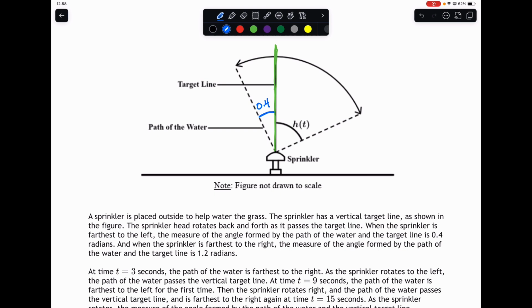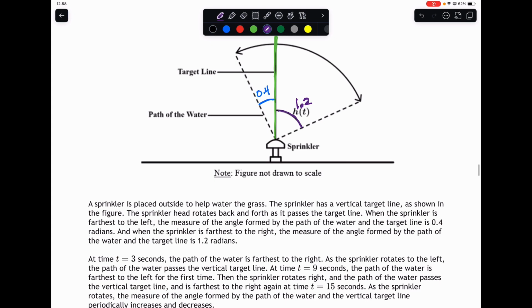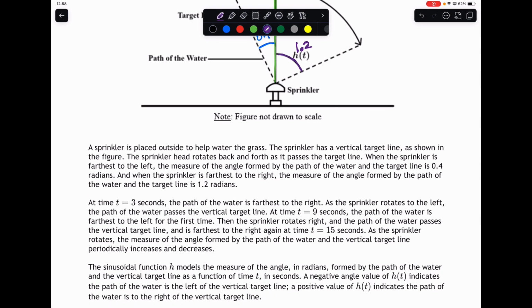And when the sprinkler is farthest to the right, the measure of the angle formed by the path of the water and this green vertical target line is 1.2 radians. So this distance here to the right is equal to 1.2 radians.